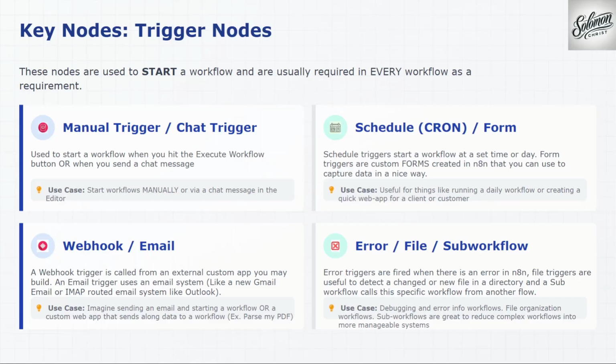Next are file triggers. File triggers are useful to detect a change in a file or a new file inside of a directory. You've got Google Drive's file trigger system, and you've also got one that's built into n8n, which works off of the actual file system that your n8n is installed on.